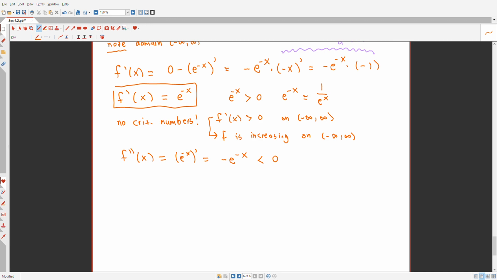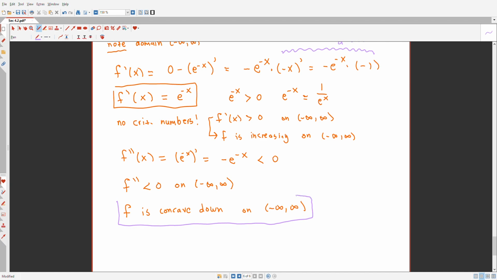Why is negative e to a power always negative? For pretty much the same reasons we just discussed above. E to a power is always positive, so you stick a negative in front of it, then that always positive number is always negative. So this tells us f double prime is negative everywhere, and that tells us our function f is concave down on this entire interval. So I'll try and circle these in a different color. So this statement and this statement answer the questions from this example.